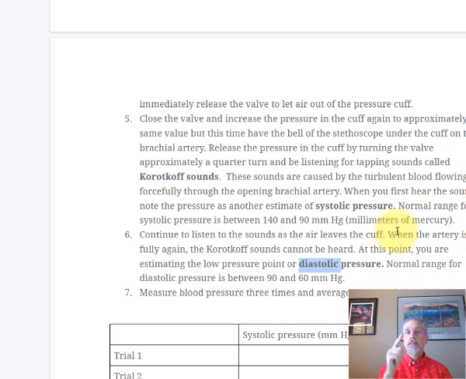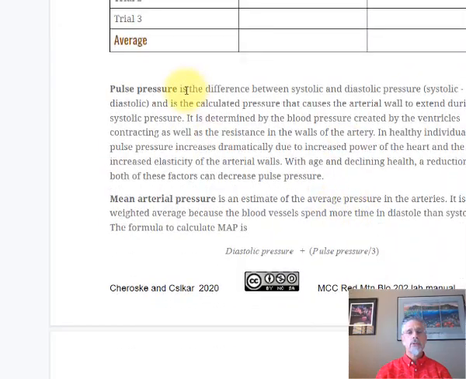So systolic pressure, diastolic pressure. Know the names, know what's going on in the heart, specifically the ventricles, during those two. Now, if we give you numbers for systolic and diastolic pressure, you should be able to calculate two things. Number one, you should be able to calculate pulse pressure.